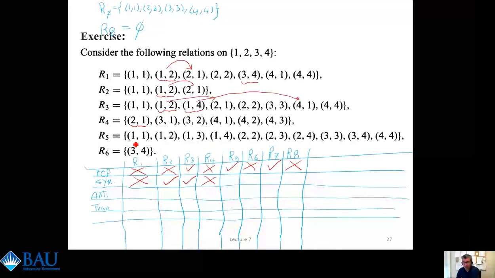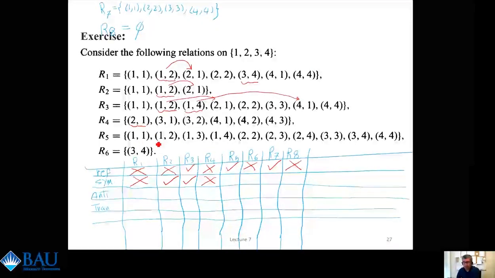R5. First element is 1, 1. Don't check them. 1, 2. Do we have a 2, 1? No. Stop. I write it. It's not symmetric. R6. We have a 3, 4, but we do not have a 4, 3. It's not.